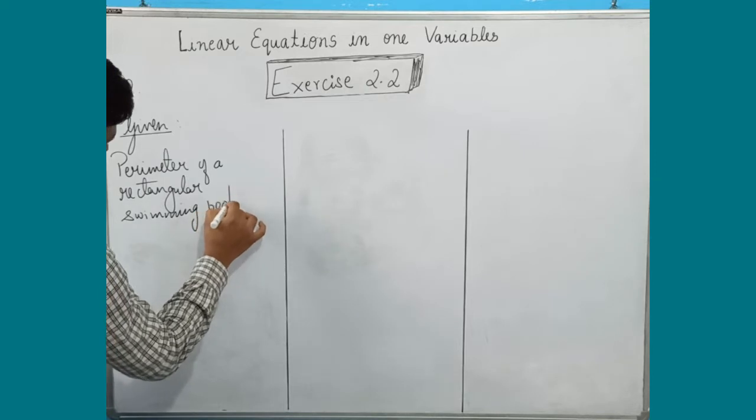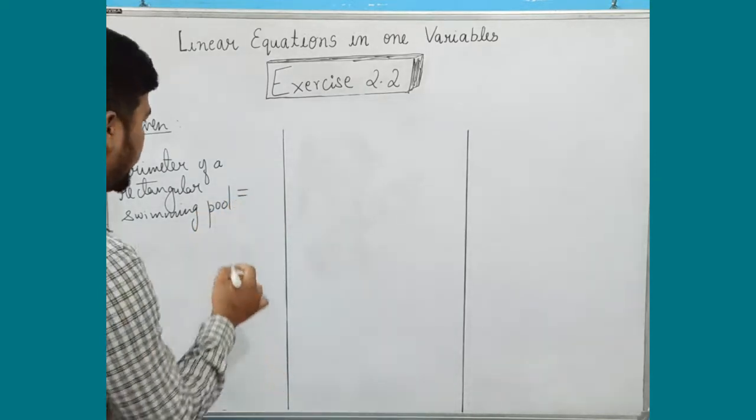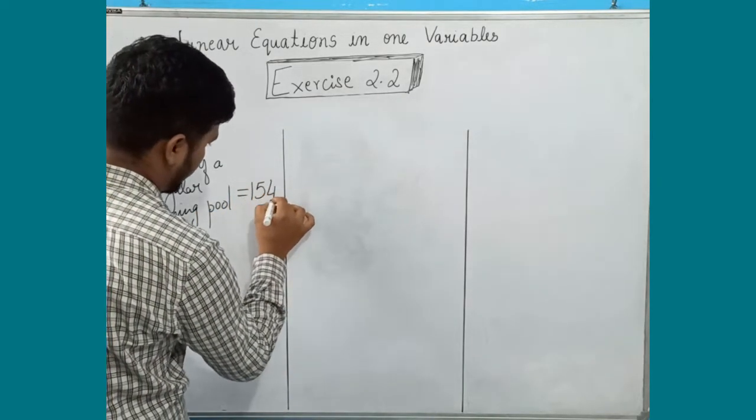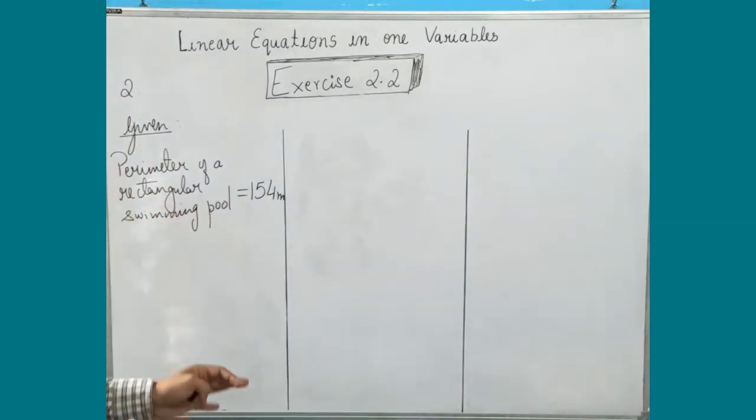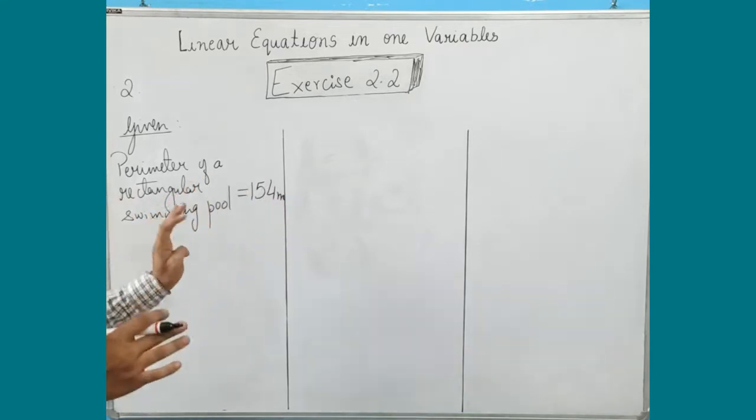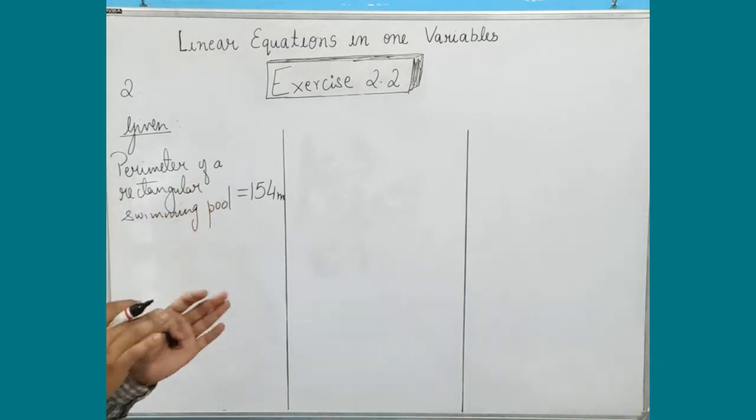How much is it? It is 154 meters. Okay, so what is the perimeter of the rectangular swimming pool? It is 154. The figure is a rectangle. That's what we come to know from this statement.